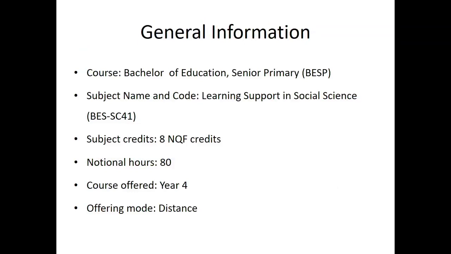This course is learning support in social sciences. It's a small course under the Bachelor of Education, Senior Primary, and it is only 8 credits. You saw that most of the other modules are either 14 or 16 credits. This is quite a small one because it's really just to equip you, now that you have mastered all the social sciences modules, to consider your learners as you teach.